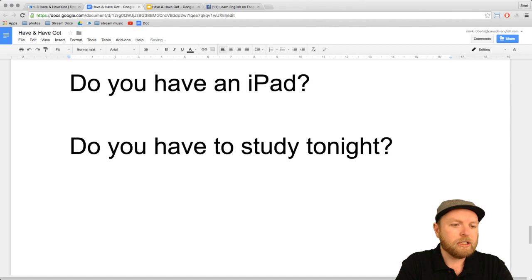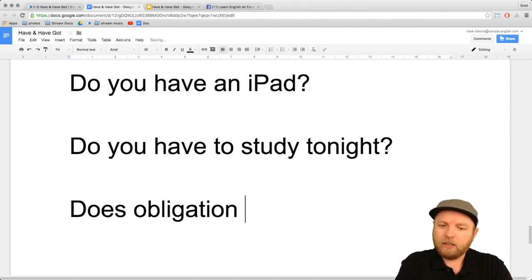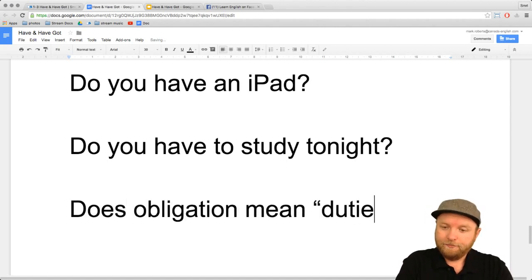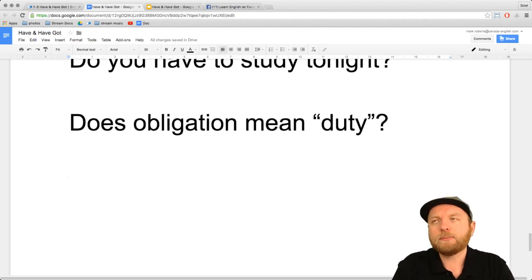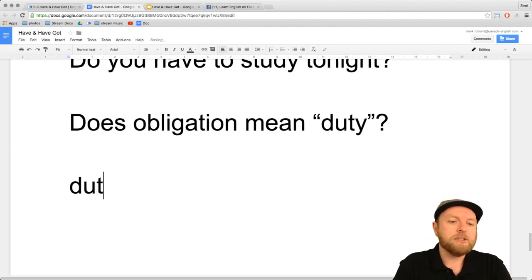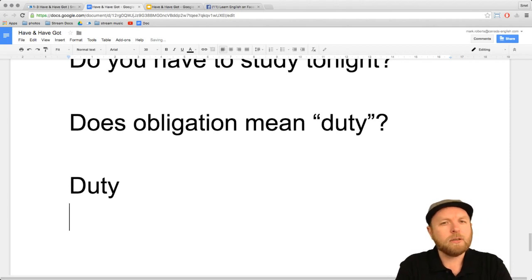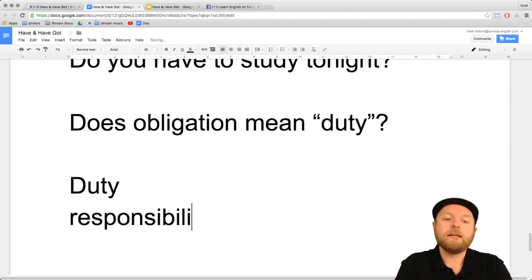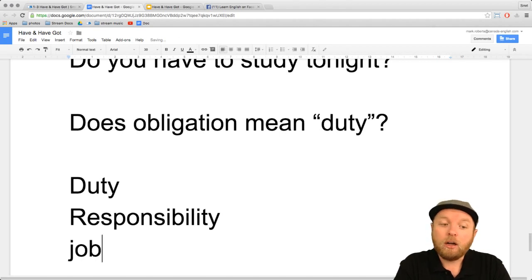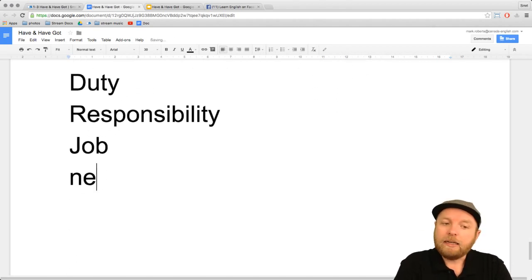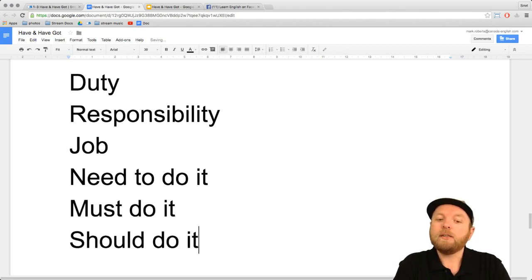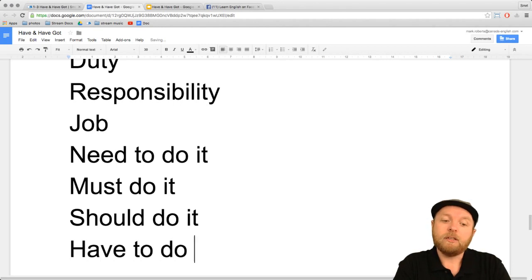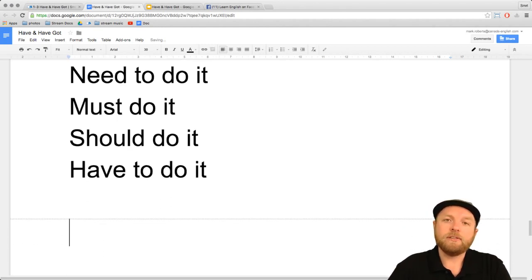Her question or his question, does obligation mean duties? Yeah, you're absolutely right. Absolutely, yes. Okay, obligation, it's a difficult word to explain, but yeah, you're right. Sometimes we use it to talk about duties. Maybe some students don't understand that. Maybe responsibility, right? Maybe your job, right? You need to do it. You must do it. You should do it. You have to do it. Okay, these are your obligations.